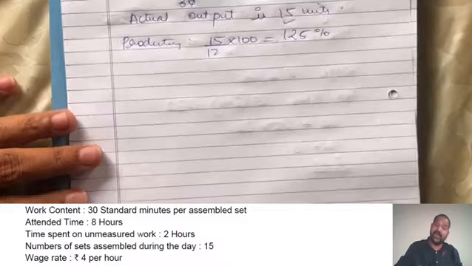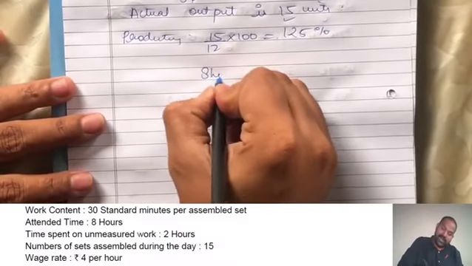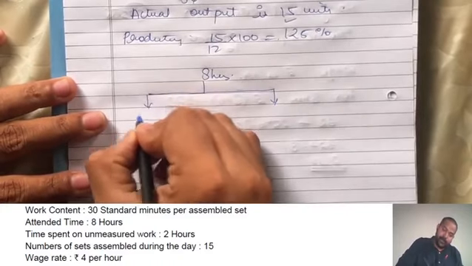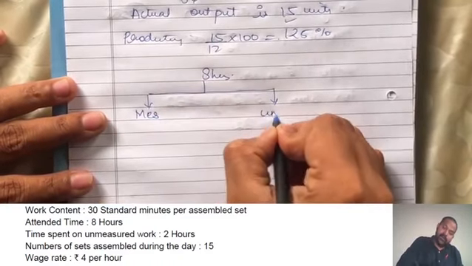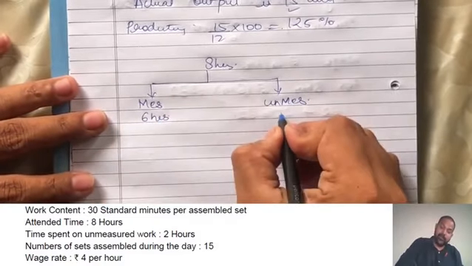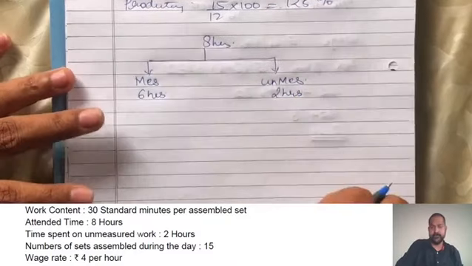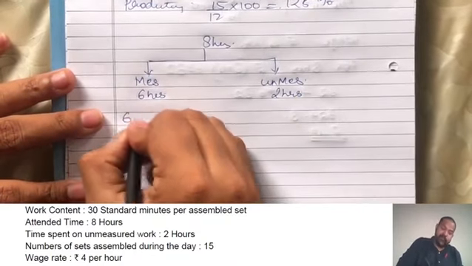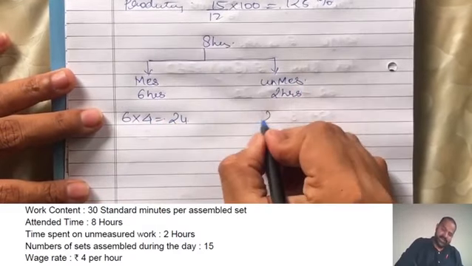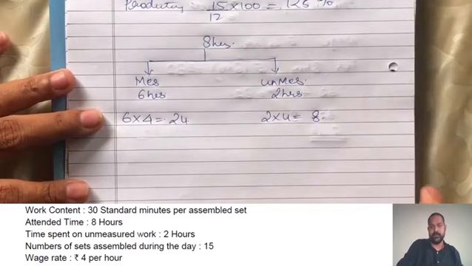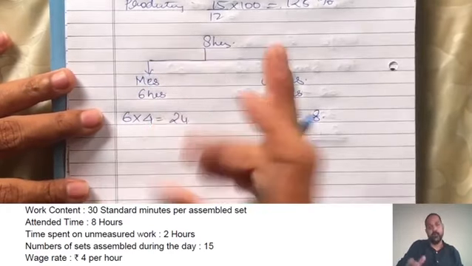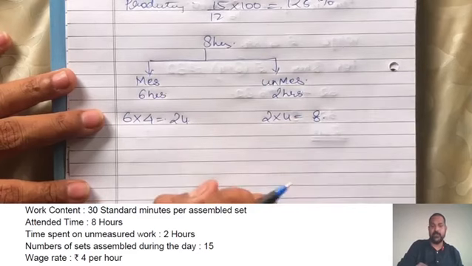So here the salary will be broken down as 8 hours, which is split into measured and unmeasured. Measured work is 6 hours. Unmeasured work is 2 hours. For the 6 hours, I will give you a salary of 6 into 4, which is 24. And for the 2 hours, I am going to give you 4 into 2, which is 8. Technically it is 24 plus 8, which is 32, which I would have said 8 into 4 is 32 also. But why the split then?